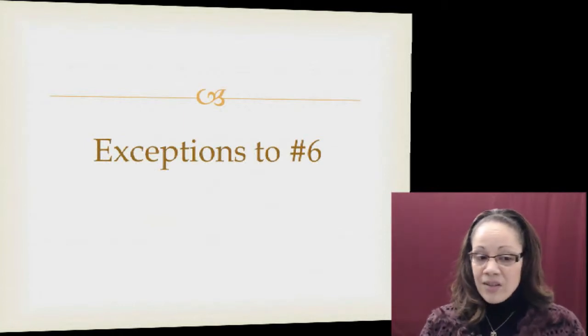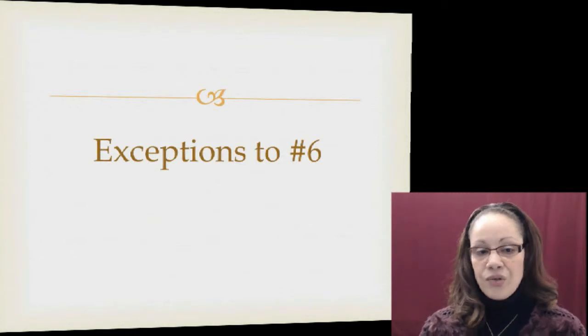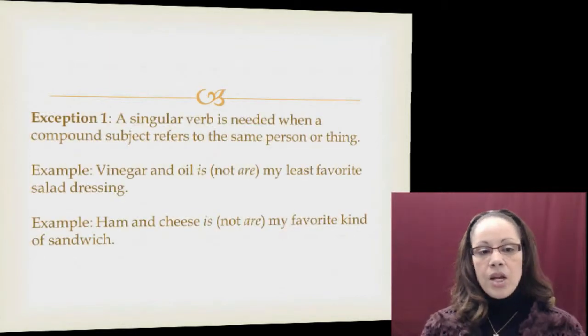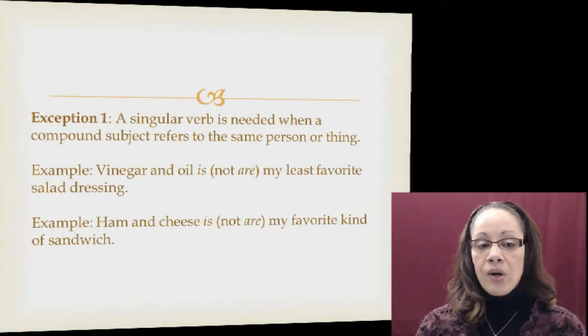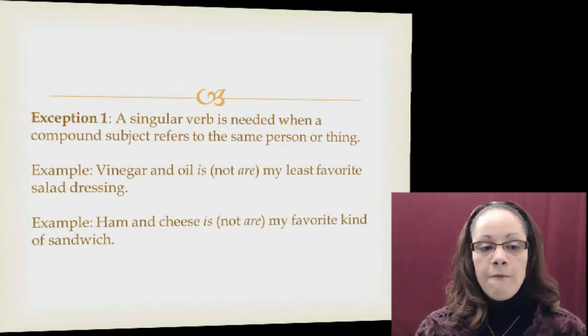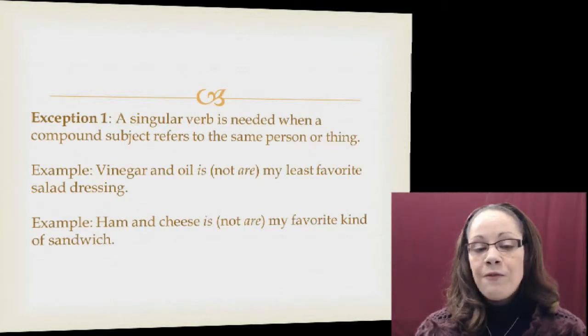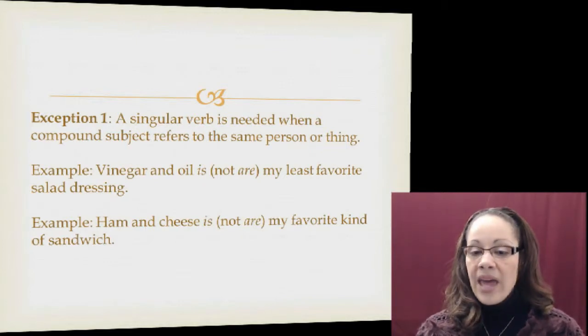We do have some exceptions to our rule number 6, however, as indicated on your screen. Let's look at our first exception to number 6. A singular verb is needed when a compound subject refers to the same person or thing. For example, "Vinegar and oil is my least favorite salad dressing." "Is" is our singular verb. It's making reference to the least favorite salad dressing, which is one kind.